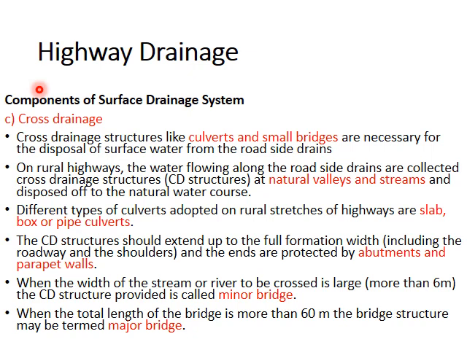If the width of the stream or river to be crossed is more than 6 meters, the structure is called a minor bridge, and if the length of the crossing is more than 60 meters, it is called a major bridge.